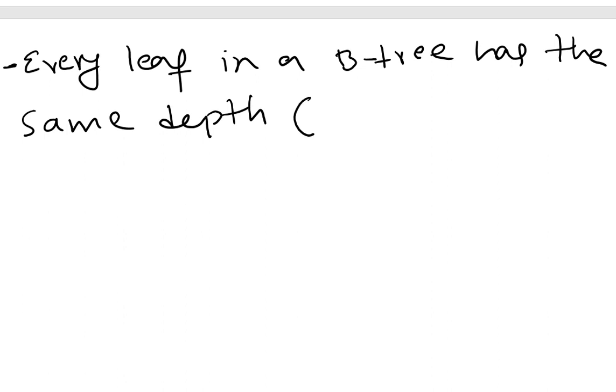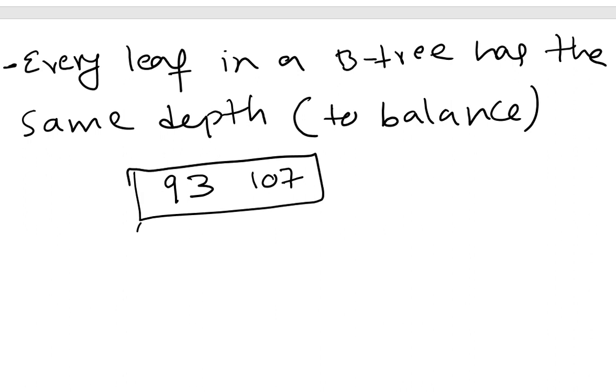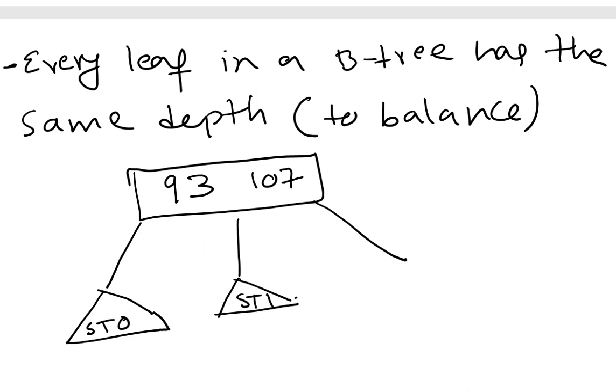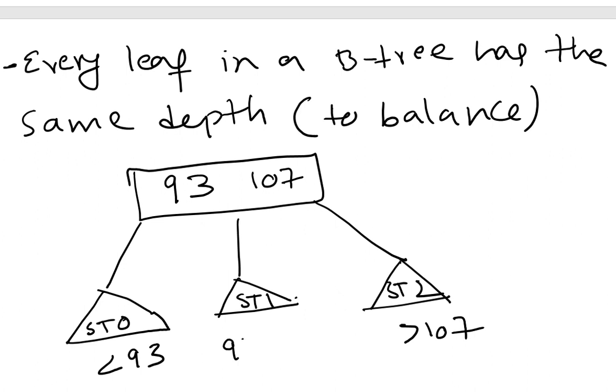Why? Take the tree: this is subtree 0, subtree 1, subtree 2. This consists of an element, this consists of an element, and this one can be between 90 and 107. This is how the subtree looks. Example.